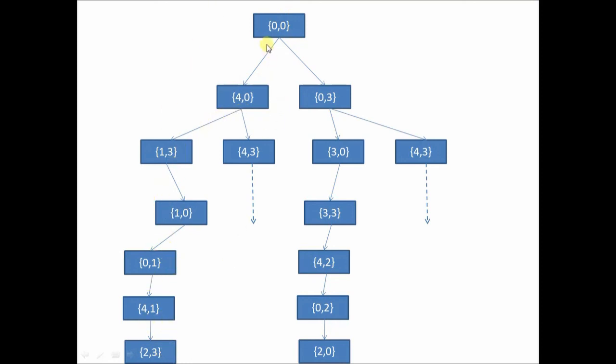Now the problem is that there may be multiple paths reachable from the initial state to the goal state. For example, this is one of the goal states and one path is here. Again, this is another goal state, so another path from the initial state is here.